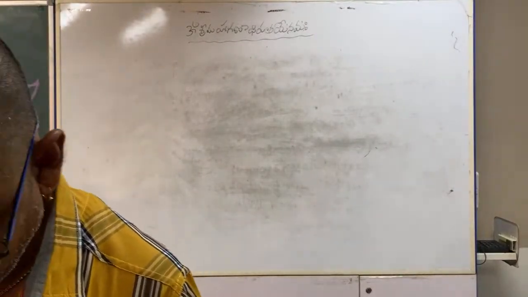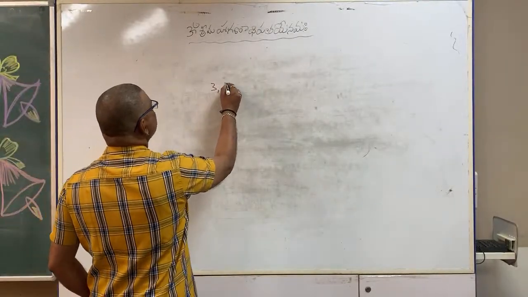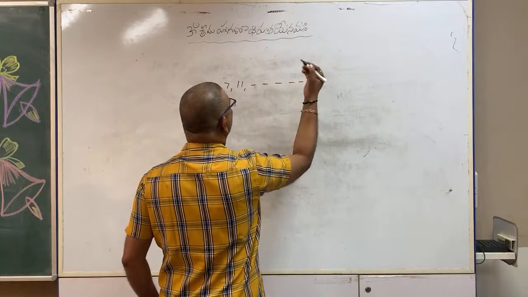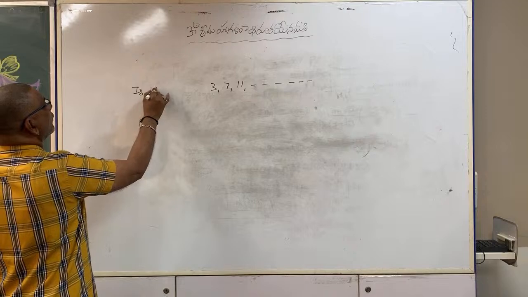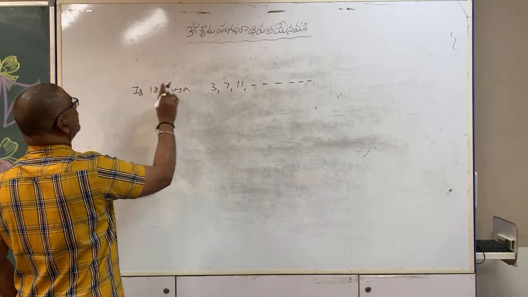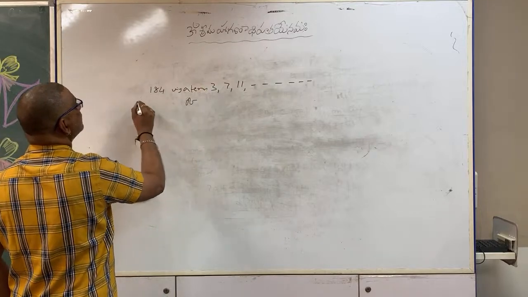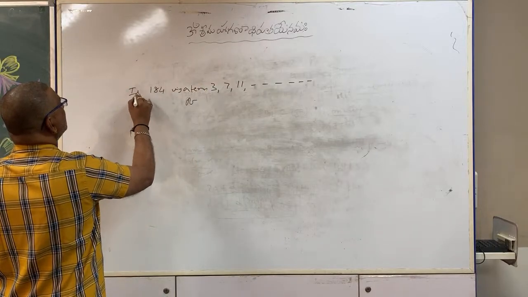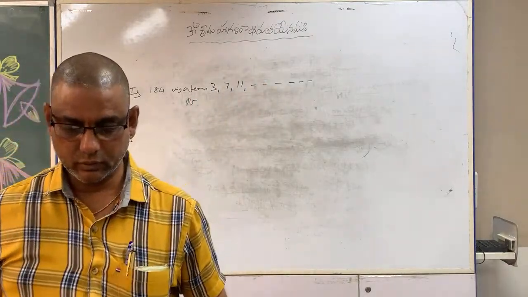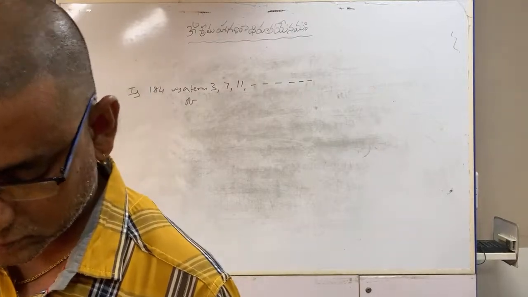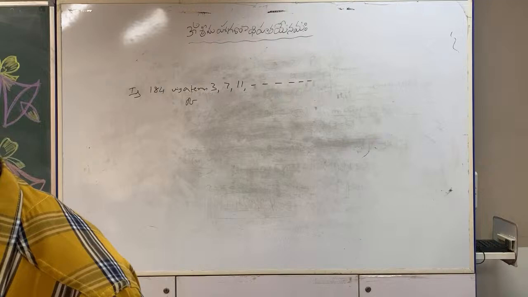Is 184 a term of the sequence 3, 7, 11, and so on? Is 184 a term of this sequence or not? We need to prove. Okay.